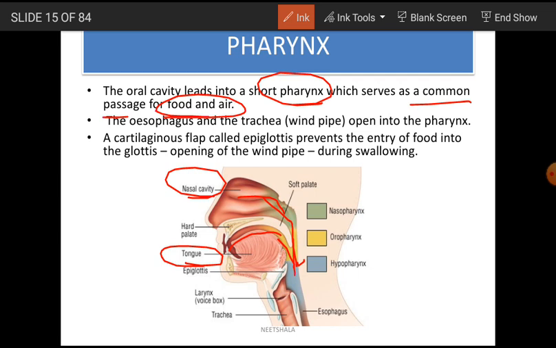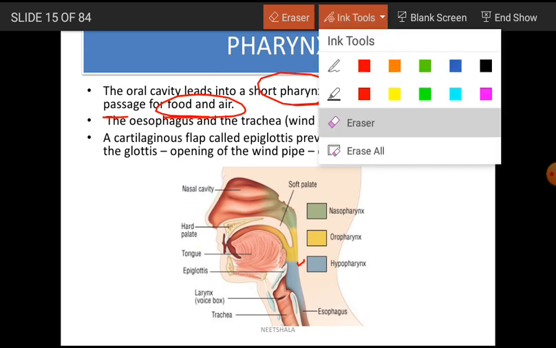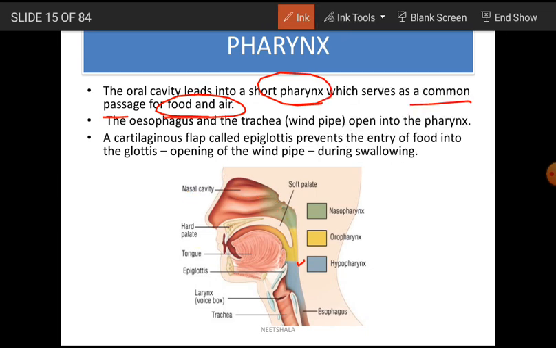So here you can see that it is now going to open into the esophagus, or it can open into the trachea. So we have to be very careful because food should not enter the respiratory tract, right? To prevent that, there is a cartilaginous flap. You can see a cartilaginous flap over here. So I will drop everything else and just highlight this flap. You can see a flap-like structure. It's a cartilaginous flap-like structure.